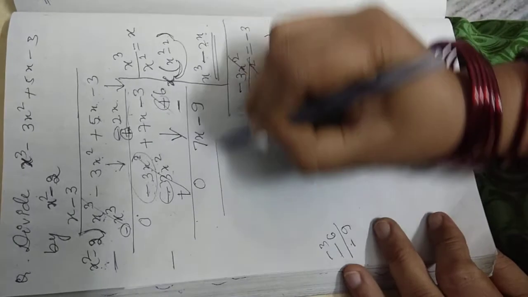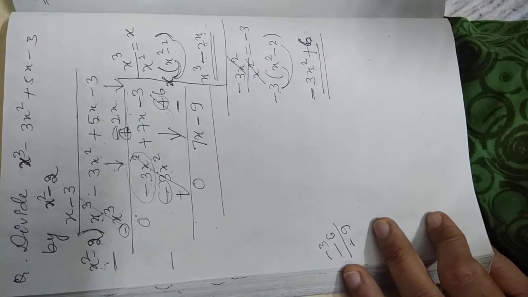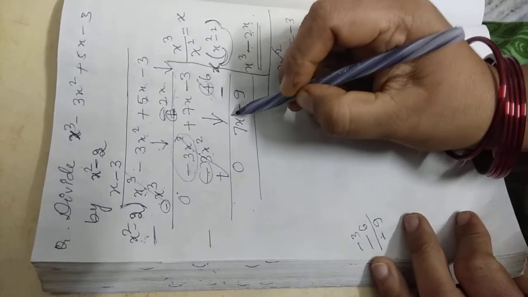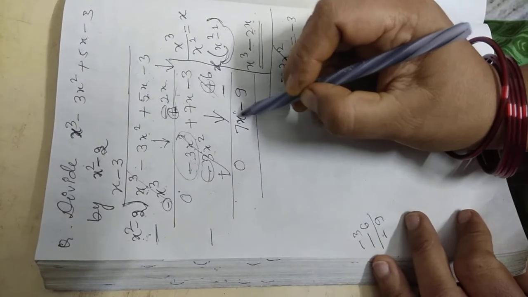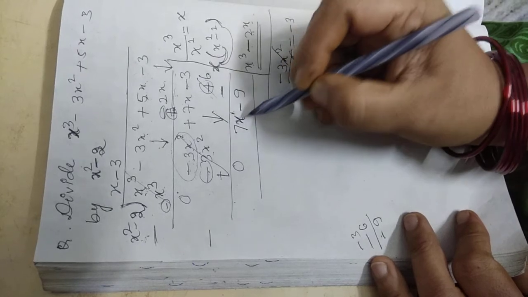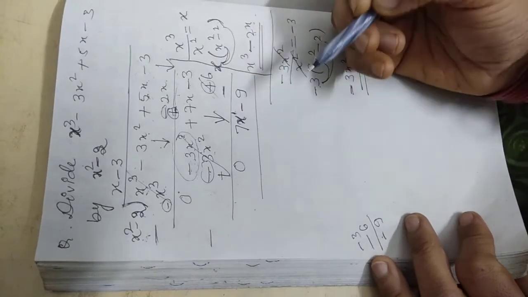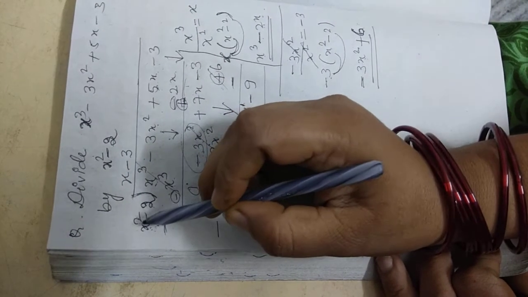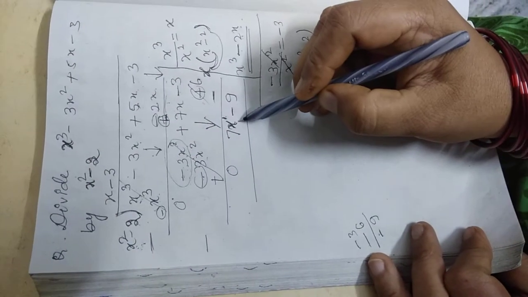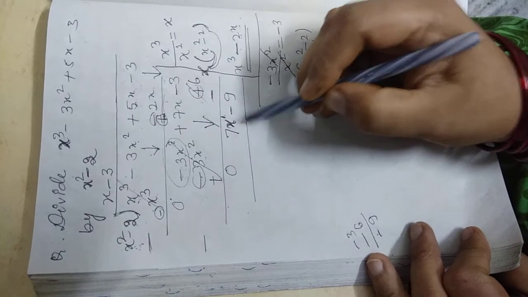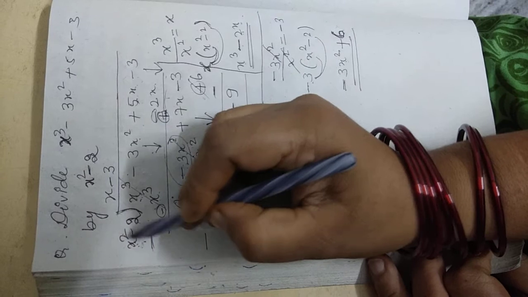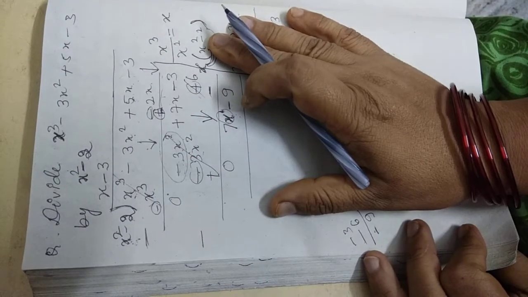Okay, now we have to stop dividing. How will you come to know whether we have to stop dividing or proceed? You see the degree of this term. The degree of this term, with no number, means 1. The degree of this term is 1 and the degree of the divisor is 2. So the degree of the divisor is more than the degree of this remainder. That's why we have to stop dividing. When this degree becomes less than the degree of the divisor, then we have to stop dividing. I hope you understand this method.